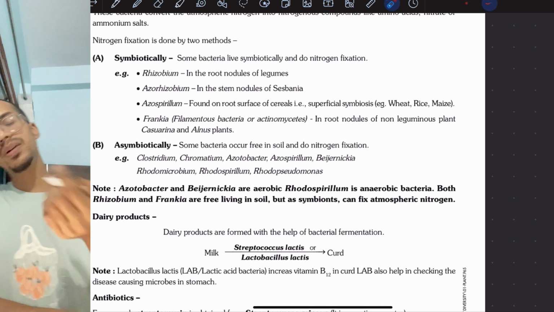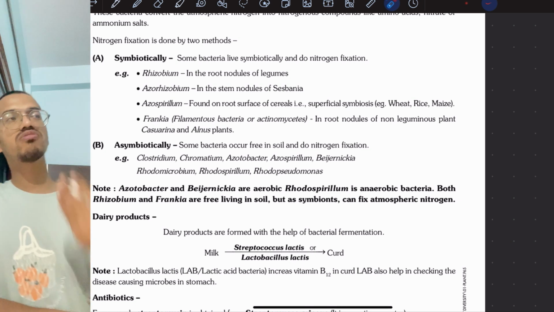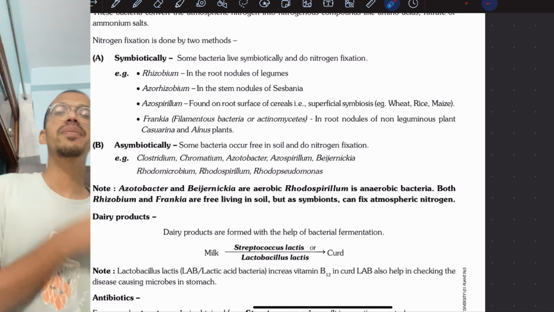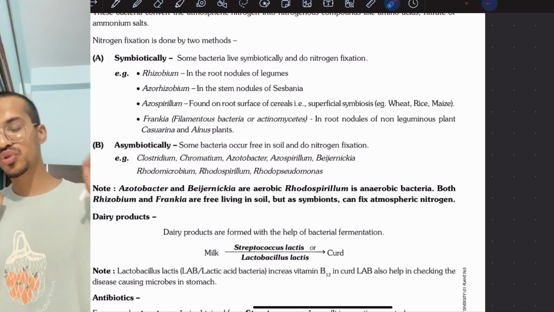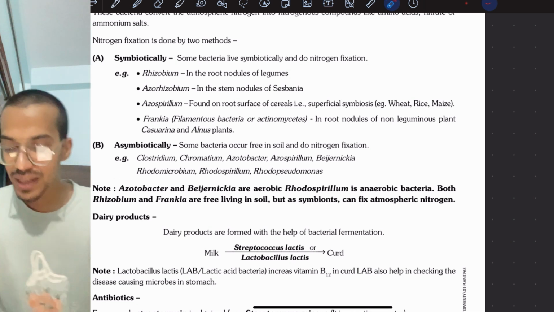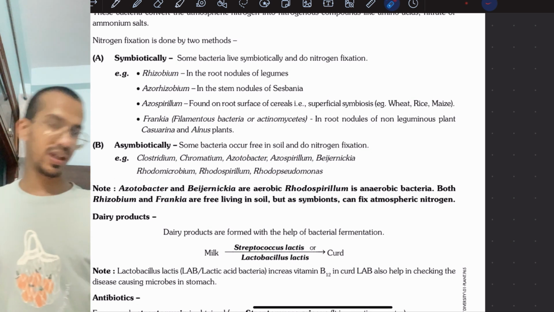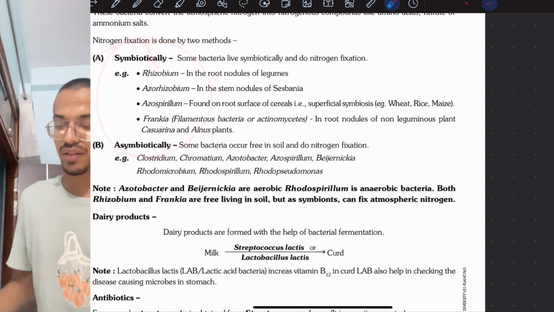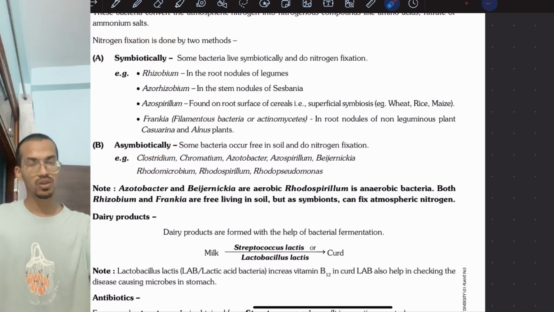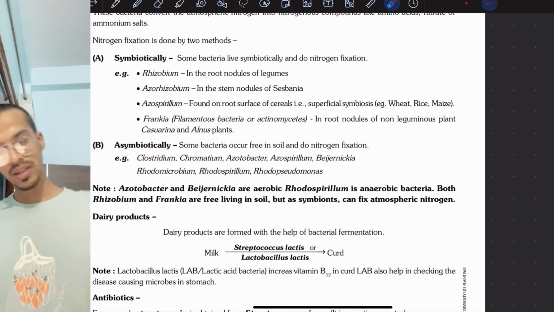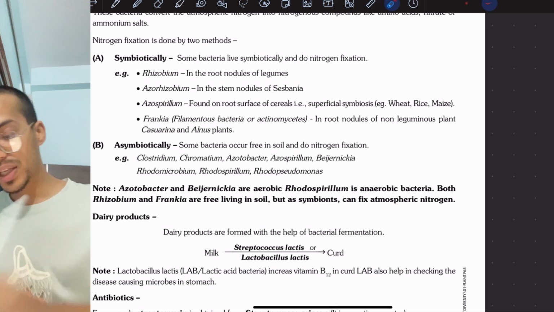So these bacteria take up the nitrogen and give it to the plant, and in return get shelter or certain food or whatever it is. Such examples are given to you, and they will be asked in the question papers in 12th class. So what are the examples of symbiotic relationship?